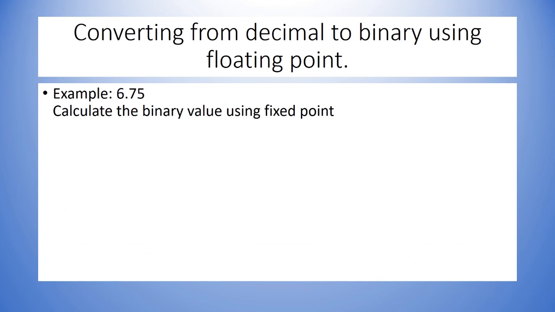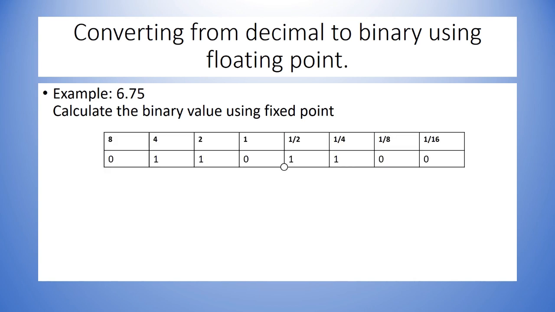Now we want to convert from denary to binary using floating point, so we're essentially going back. 6.75, let's see how that works. You've got 4 plus 2, that's 6. 6 plus half, 6.5. 6.5 plus a quarter, 6.75. So we need to convert that back to binary using the 8-bit mantissa and the 4-bit exponent.